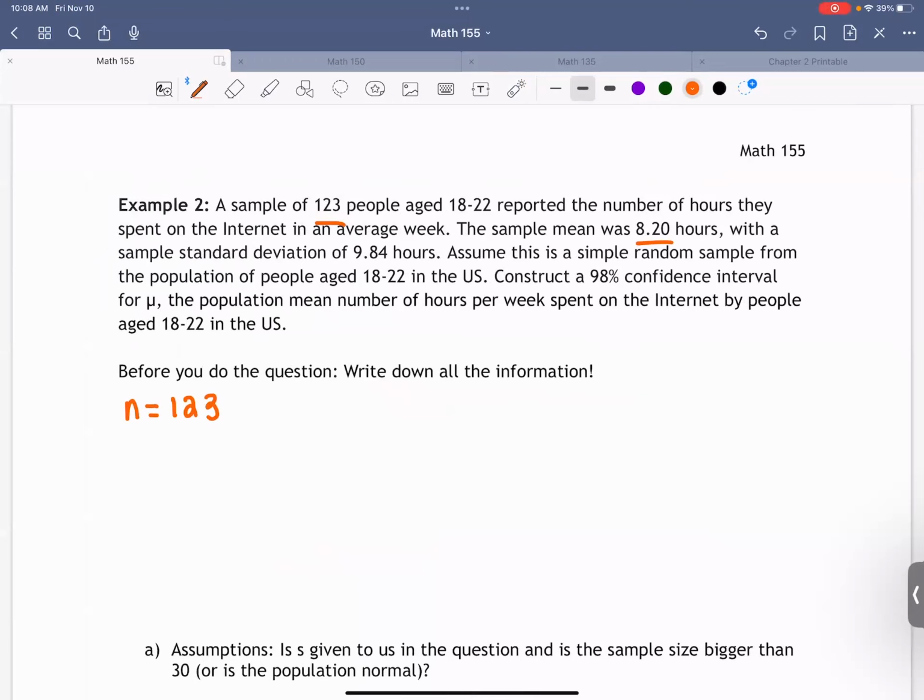And what's the symbol for sample mean? X bar, perfect. X bar is 8.20. Then it says with a sample standard deviation of 9.84. I was going to ask you if it was sample or population, but it literally says sample, so I'll leave that to you. What's the symbol for sample standard deviation? S, perfect. 9.84. Okay, we have a bunch of other information in here, but the biggest part is that we're trying to do a 98% confidence interval. And the overarching question here is to ask, what's mu, right? That's what we're trying to come up with an interval for.